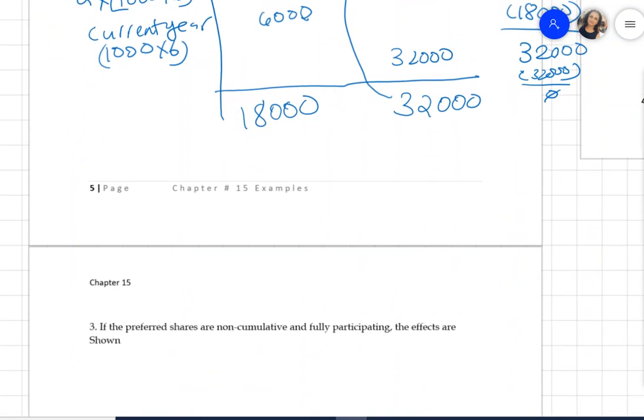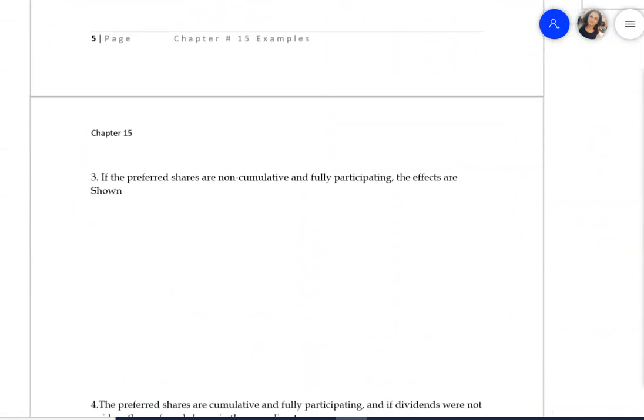What is the question asking us to do? If preferred shares are non-cumulative, meaning they are not cumulative, but they are fully participating. So how does our answer change if we're asked to do this? It's non-cumulative, meaning they're not accumulating, however they're fully participating. So let's do it again.